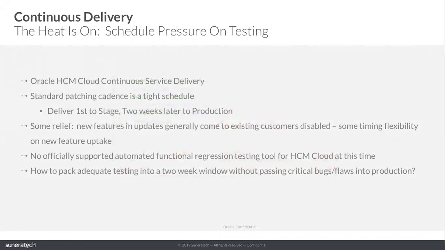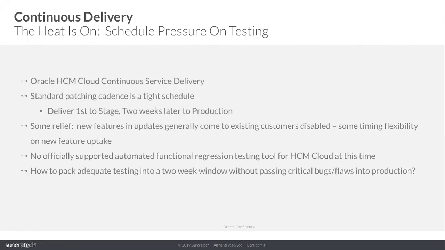There's some relief in that some of the new features we deliver typically come to existing customers disabled. So you do have some timing flexibility on new feature uptake. But again, like I said, there's a cost to everything. What we're finding is that for some customers, the testing is so important to them, and they've got so many other things to do, that those new features are just simply getting pushed out. There's no uptake there, which means they're losing some benefit because of their limited capability to test.